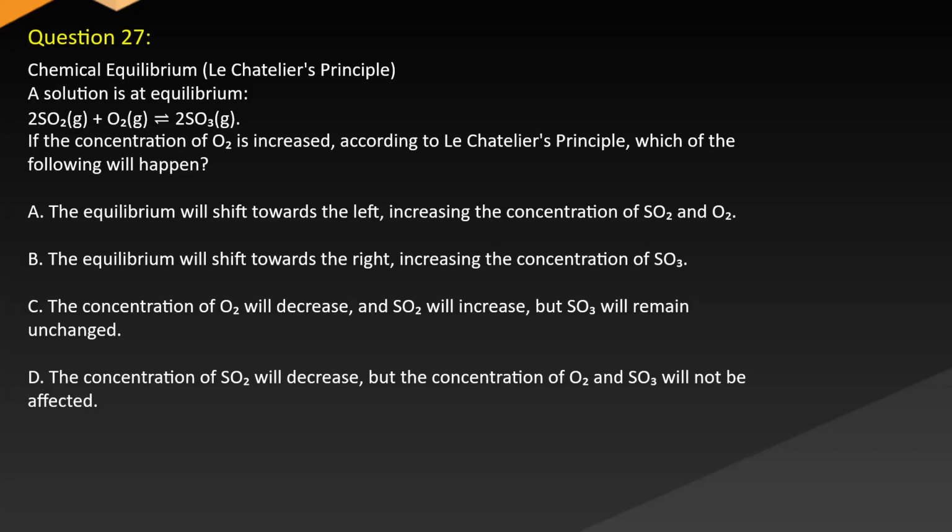Question 27. Chemical equilibrium. Le Chatelier's principle. A solution is at equilibrium: 2 SO2 plus O2 equals 2 SO3. If the concentration of O2 is increased, according to Le Chatelier's principle, which of the following will happen? A. The equilibrium will shift towards the left, increasing the concentration of SO2 and O2. B. The equilibrium will shift towards the right, increasing the concentration of SO3. C. The concentration of O2 will decrease and SO3 will increase, but SO2 will remain unchanged. D. The concentration of SO3 will decrease, but the concentration of O2 and SO2 will not be affected.